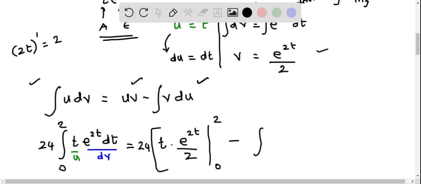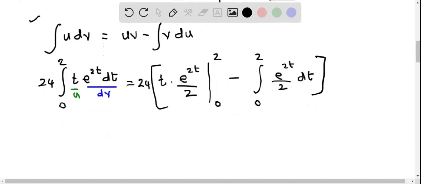So this is a different integral, so I put the limit as 0 to 2, and then v du. V is e raised to the power of 2t divided by 2, and du is dt. So I put dt for du. So it's basically we just have to evaluate this integral and simplify. So let's do that. We have 24 in front. Now let's evaluate this. We just have to substitute the upper limit as well as the lower limit.